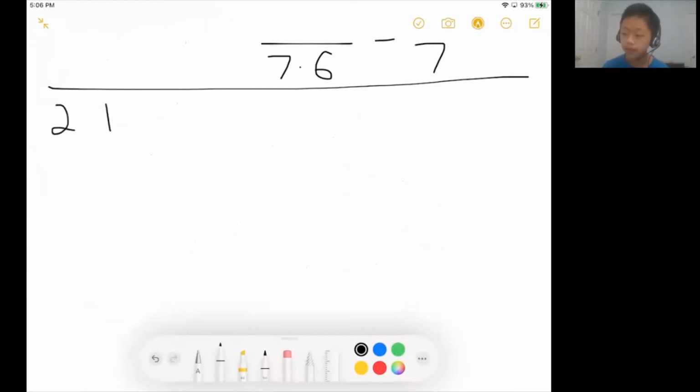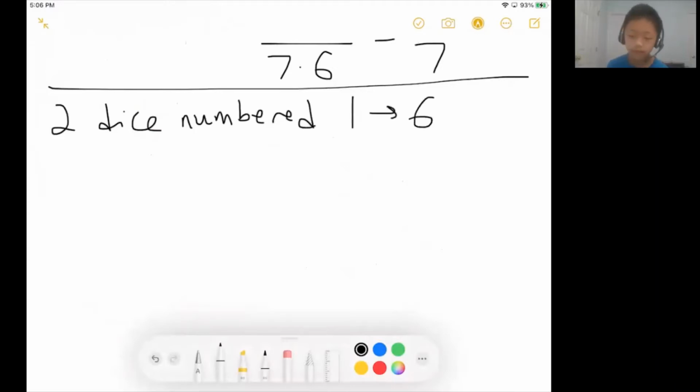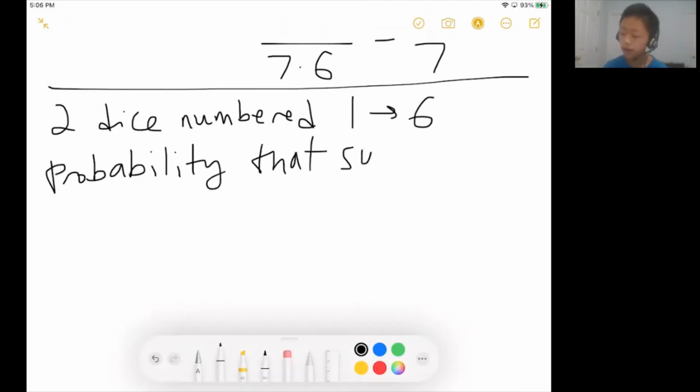So two dice numbered 1 through 6 are rolled. I want to know what is the probability that the sum is 4. So the sum of the two numbers rolled is 4.